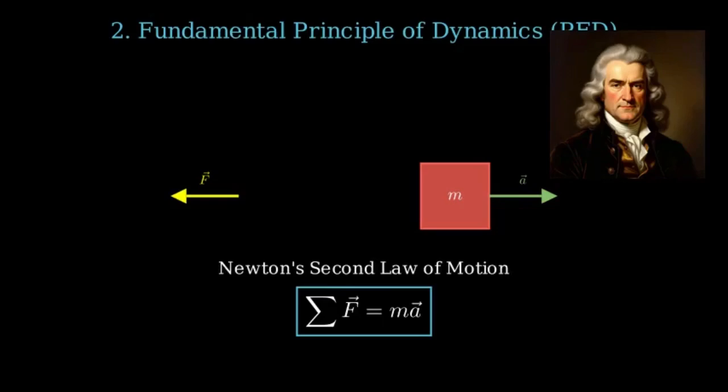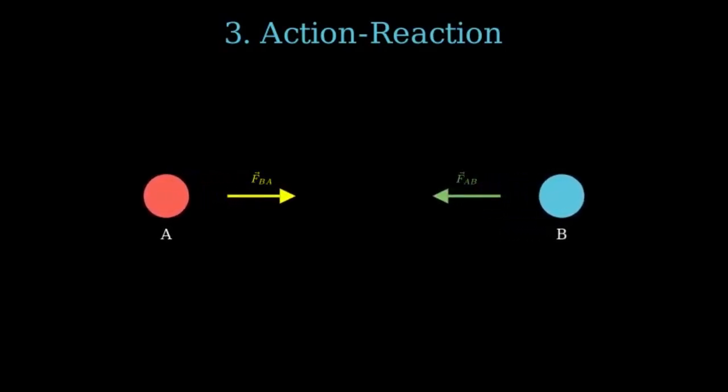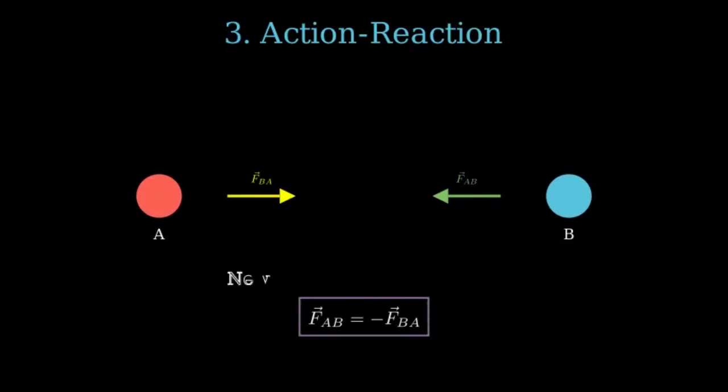Newton's third law states that for every action, there is an equal and opposite reaction. When two objects interact, like these skaters pushing each other, the forces they exert are equal in magnitude but opposite in direction. Mathematically, the force of A on B equals the negative of the force of B on A.